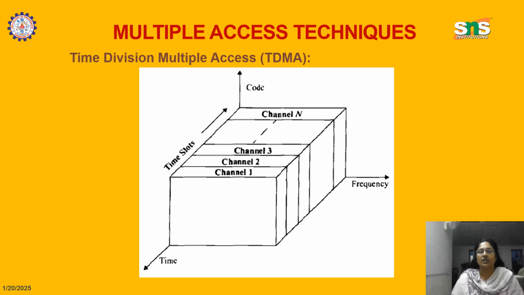So for example, if a GSM has 8 users, there will be 8 time slots, and the ninth time slot will be allocated to user 1 again. But they get to enjoy the entire bandwidth, unlike FDMA, where only a part of the bandwidth is allocated to each user.